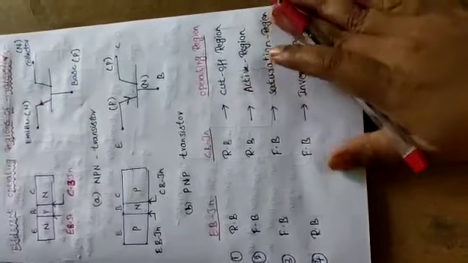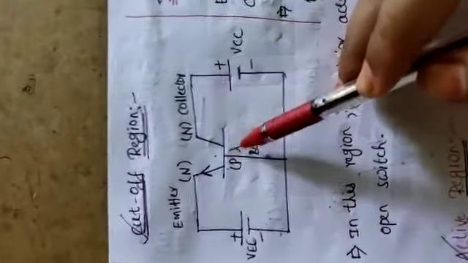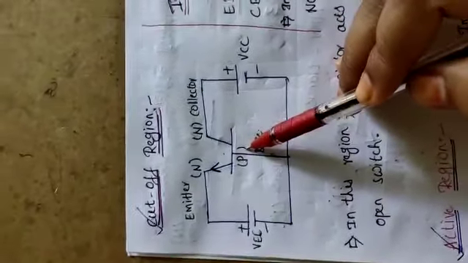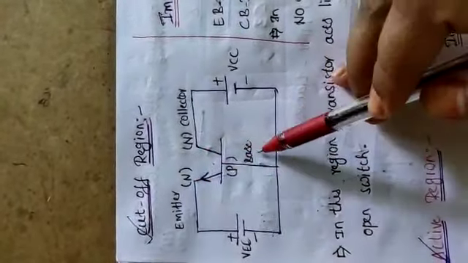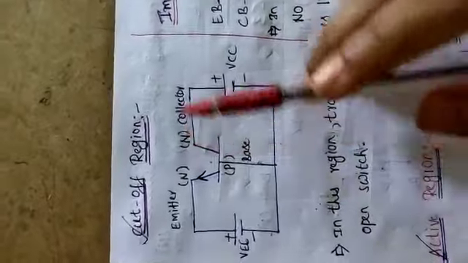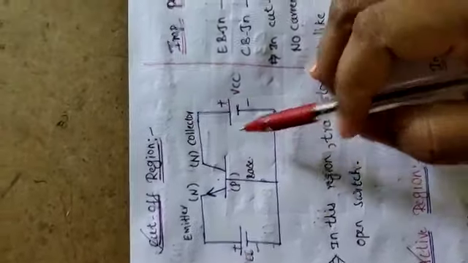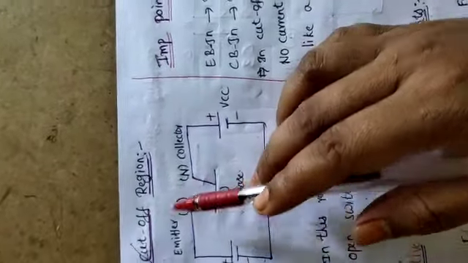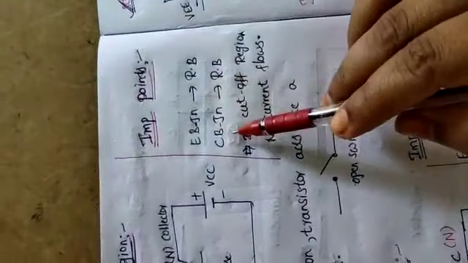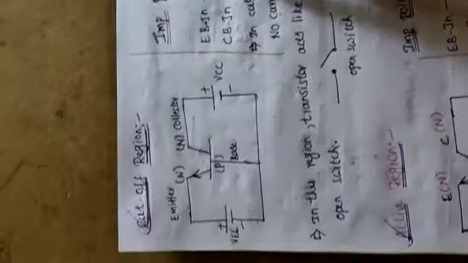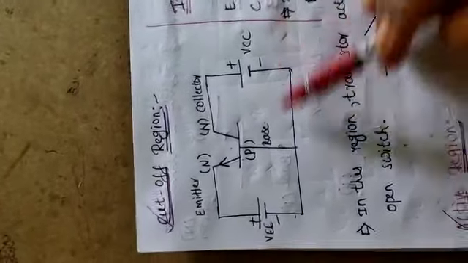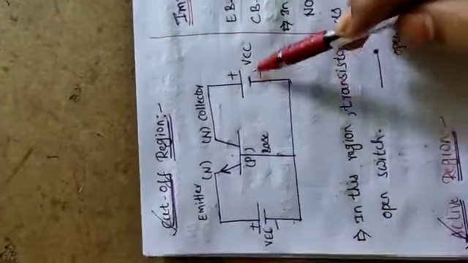So the first one is cutoff region. Suppose we take an NPN transistor: emitter N type, base P type, collector N type. For cutoff region, emitter base junction and collector base junction are both in reverse bias condition. In such a way that we have to connect two batteries.